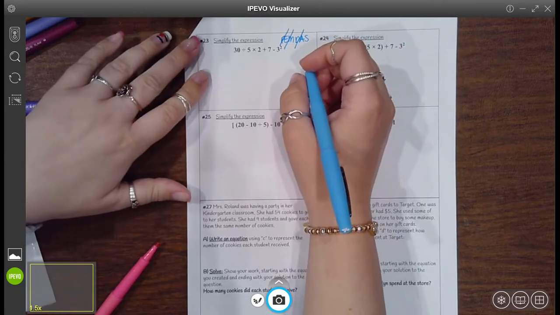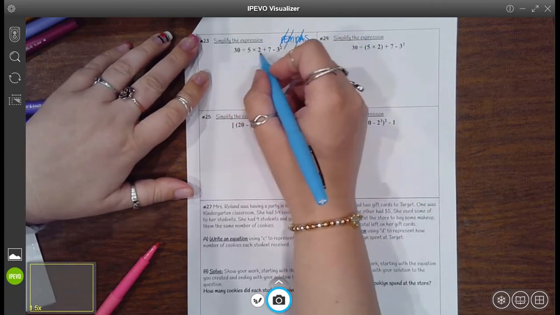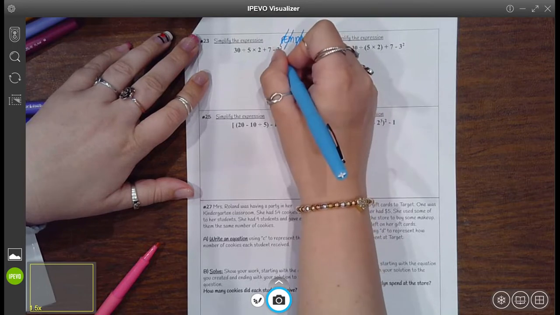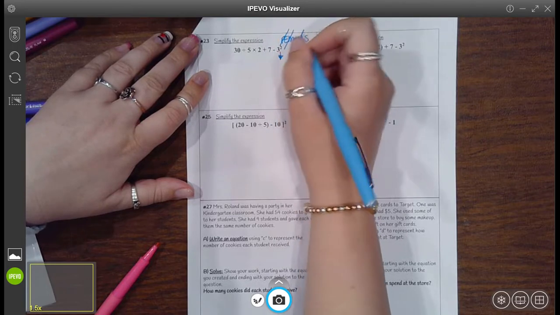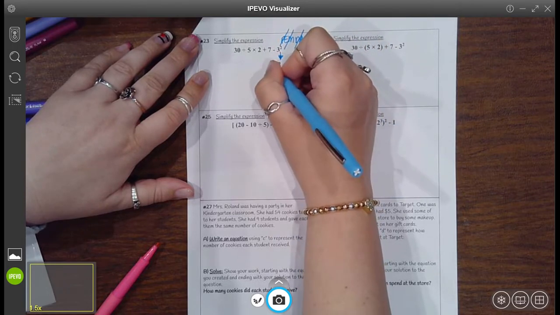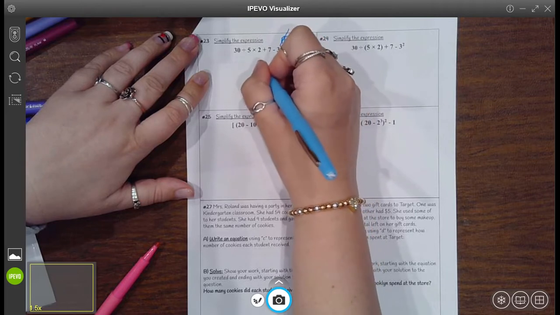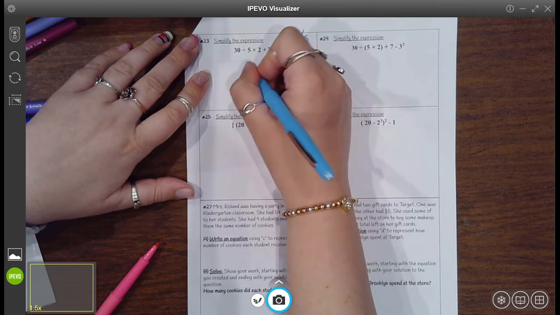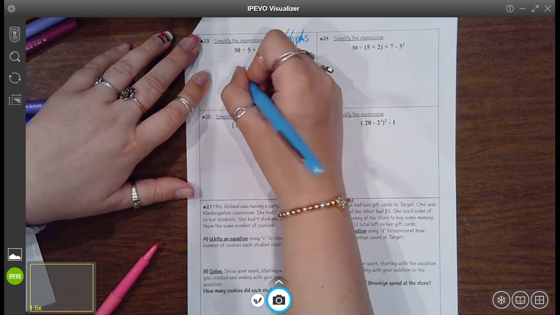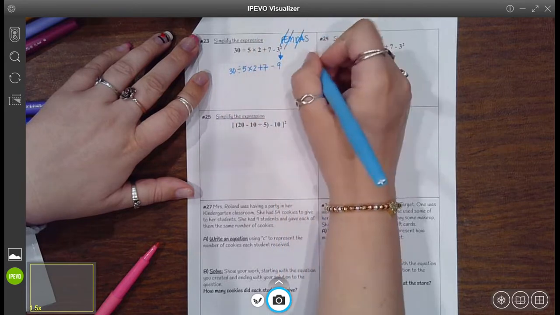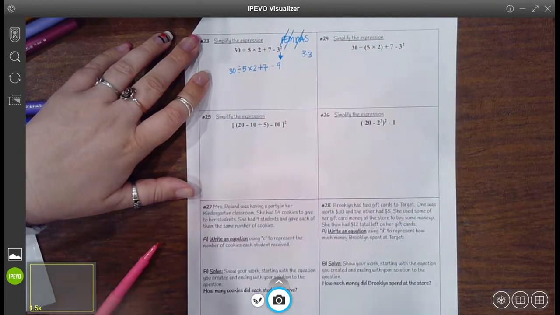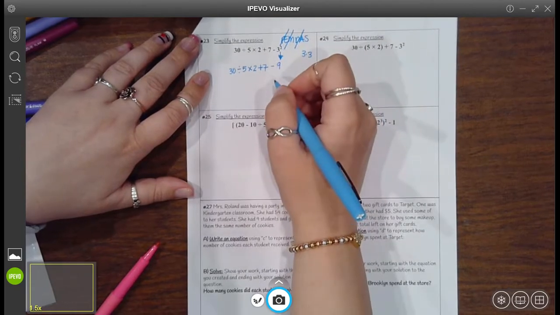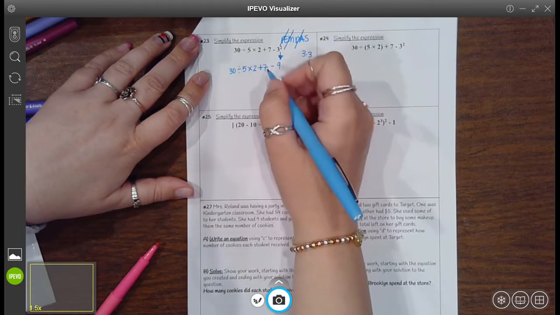Okay, and now if you unpaused it and you're back with us, I don't see any parentheses, but I do see exponents. What's 3 squared? Hopefully you put a 9, because 9 is what 3 squared is. It's 3 times 3. It's not 3 times 2. It's 3 times itself 2 times. Okay. Parentheses are gone. Exponents are gone.